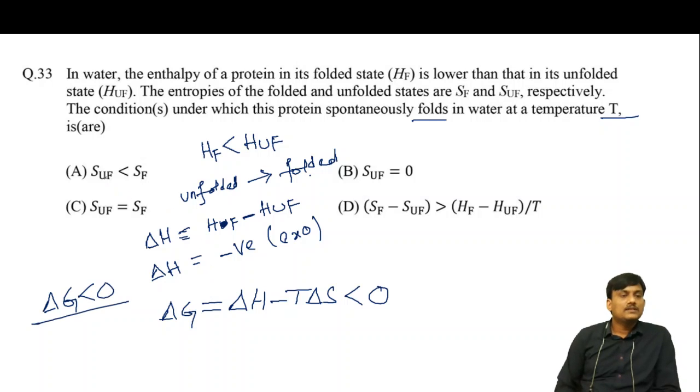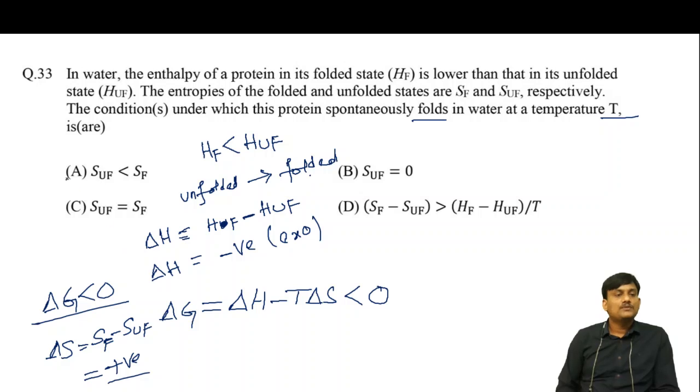Suppose if you take SUF less than SF, then what is the delta S? Delta S is equal to folded state entropy minus unfolded state entropy, SF minus SUF. Here which one is greater? Yes, SF is greater. So what is the term you will get? Positive term.